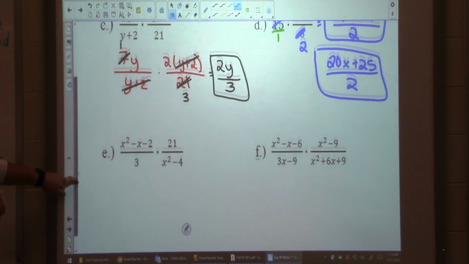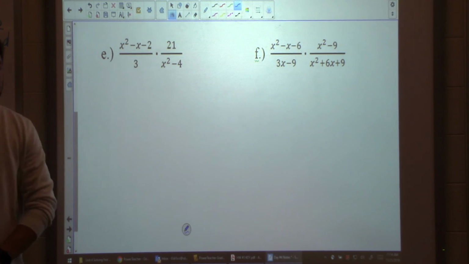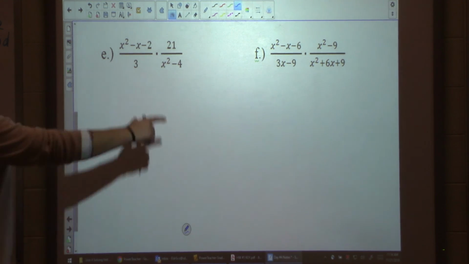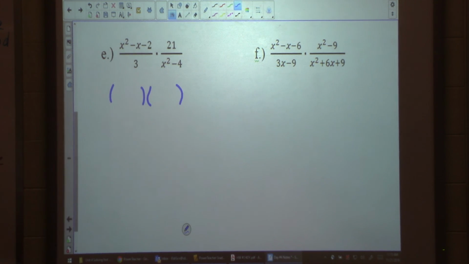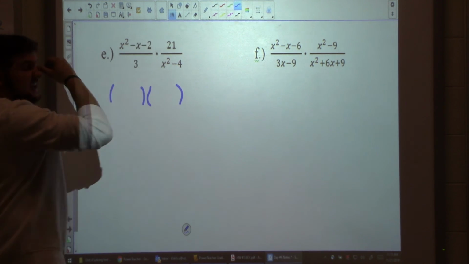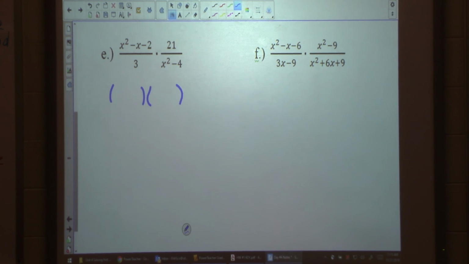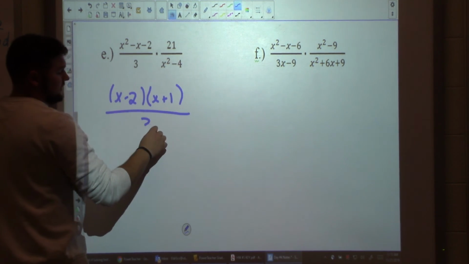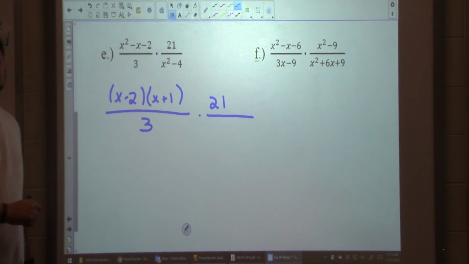Alright. E. We have a little more factoring in this one. X squared minus x minus 2 over 3 times 21 over x squared minus 4. Factor first. The top part here. I'm looking for numbers that multiply to negative 2 and add to negative 1. Negative 2 and 1. So x minus 2, x plus 1 over 3 times 21 over, hey, x squared minus 4.